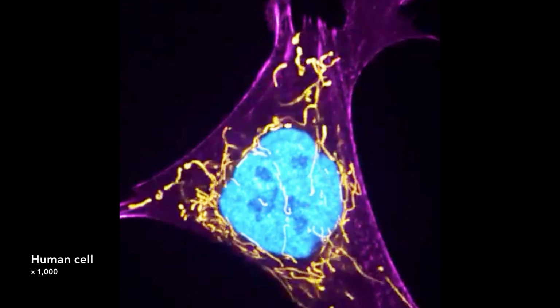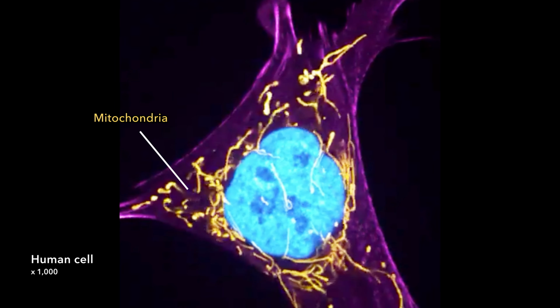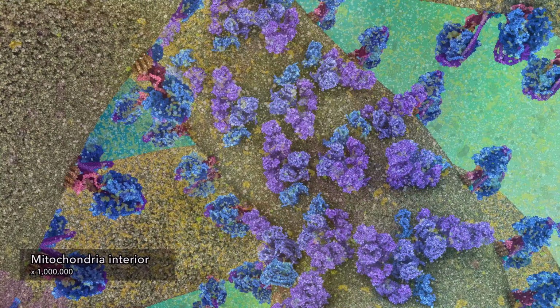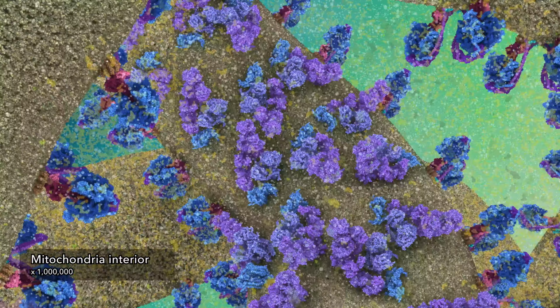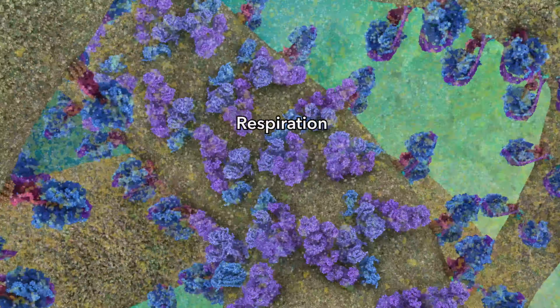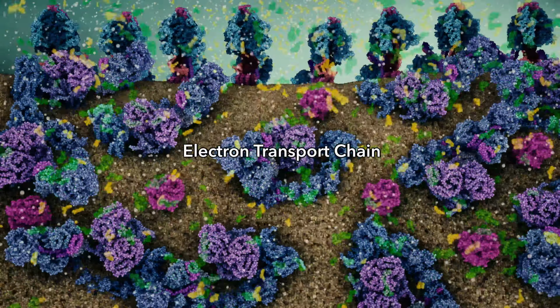The center of activity that brings your cells to life is found inside the dynamic mitochondria organelle. The inner mitochondrial membrane is coated with enzymes that catalyze the chemical reactions of respiration, working in sequence to generate the electron transport chain.